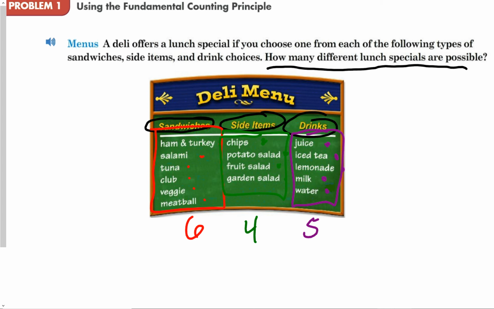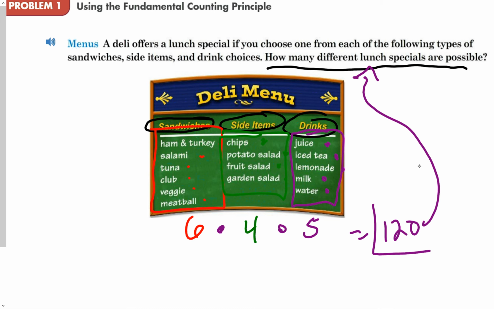5. Then I just use the fundamental counting principle and multiply all of these together. 6 times 5 is 30. 30 times 4 is just 3 times 4 and add a 0, so 120 different lunch specials are possible. That's how you do it. Find out how many are in your first list, second list, third list, however many lists you have, and multiply those numbers of ways together. That is how many different combinations you can make.